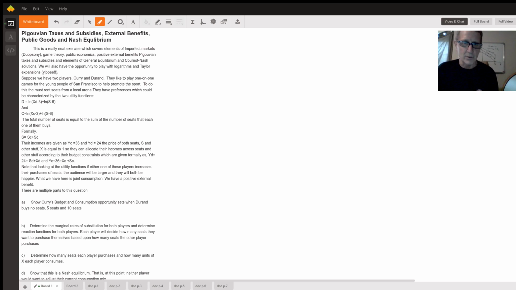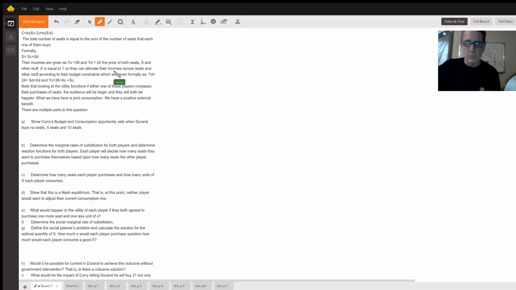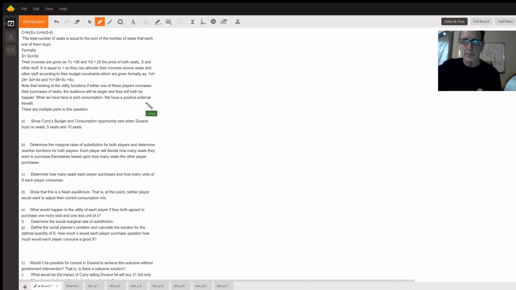That's why we have the utility functions of the two, Durant and Curry, depending upon the total number of seats, which is the number that each buys. Now what we want to do is look at the budget constraint. There's going to be a difference between the budget constraint and the opportunity set. The budget constraint is how much each individual can allocate to the purchase of seats, which we're calling S, and X, other stuff. And the more seats the other person buys, the greater the opportunity set.